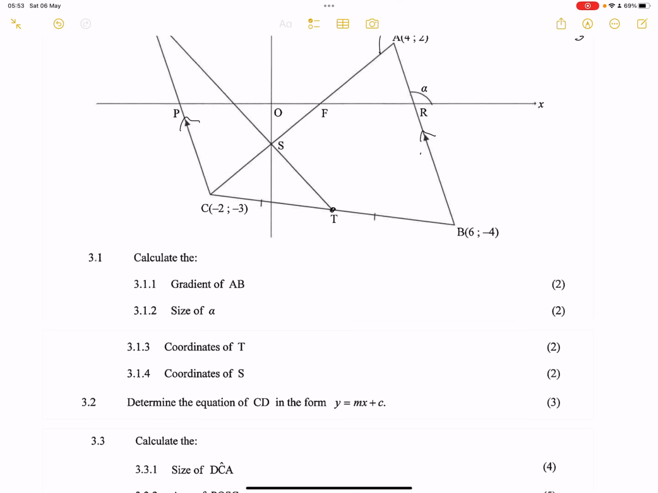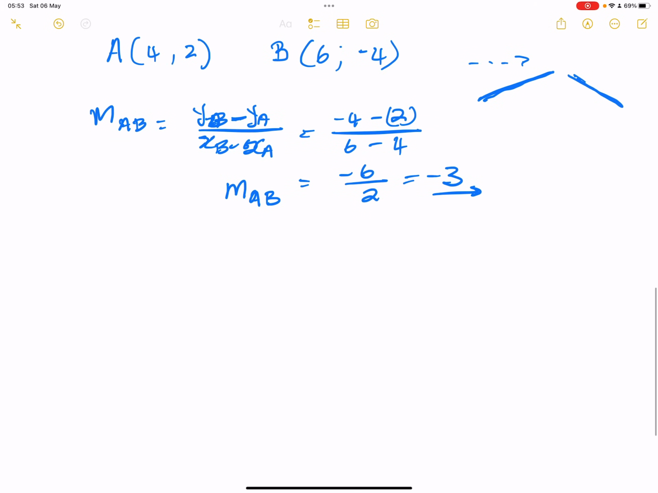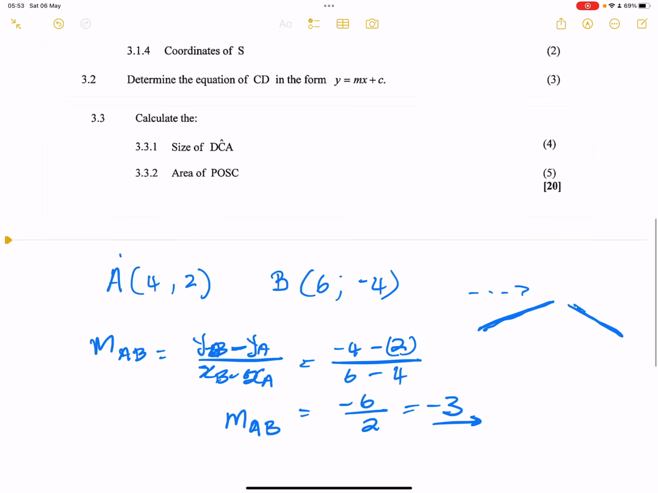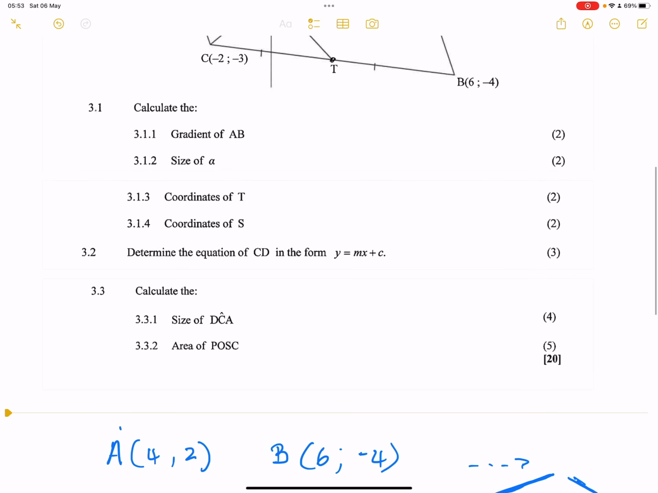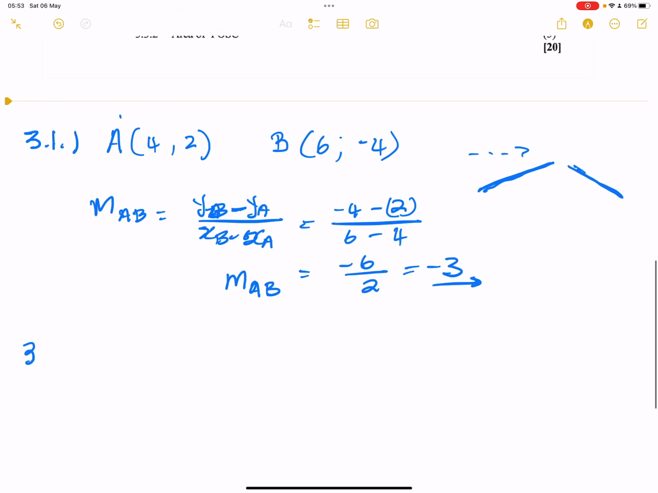Then the next question says calculate the size of alpha. So we're looking for the angle of inclination. Let me just label those. So that's 3.1.1, so that we know which one we're working with. On 3.1.2, we're looking for the angle of inclination. We know that tan of alpha is equal to the gradient.